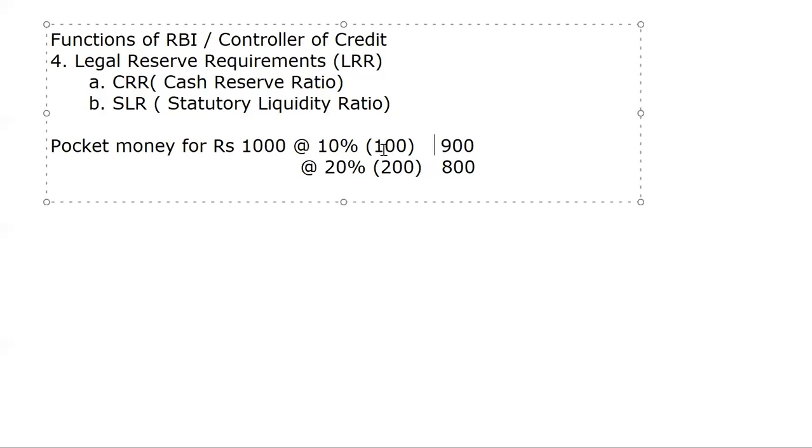Now these rupees 100 or rupees 200 are the cash reserve ratio. These would be called the cash reserve ratio in economics. And the amount which you are keeping with yourself to maintain your expenditure and meet your needs, this 900 and 800, is called the statutory liquidity ratio. So what is the SLR?